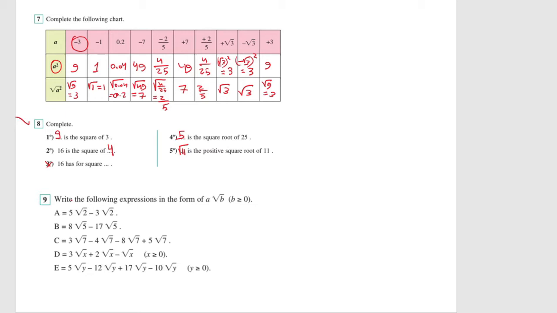Number 9. Write the following expressions in the form of a radical b. You will say this is easy now. Why easy? Because it says 5 radical 2 minus 3 radical 2. This is much easier than the one above. It becomes 2 radical 2. It's like 5x minus 3x. 8 radical 5 minus 17 radical 5. 8 minus 17 is negative 9 radical 5. Radical 5 stays as it is, I only subtract 8 minus 17.